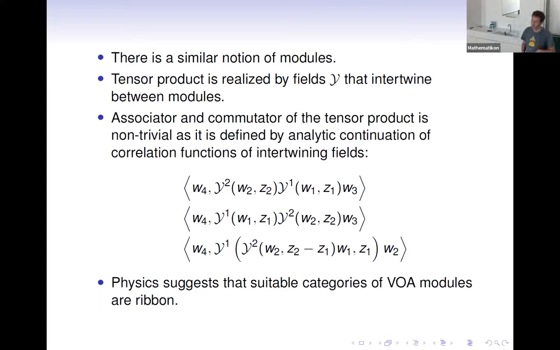Analytic continuation, the ideas very much come from physics. In particular, you would say the axioms of physics imply that the representation category of a VOA must be a braided tensor category, even a ribbon tensor category. Unfortunately, that's something that's very hard to prove for the VOA, but it should hold. Because this tensor product is defined in terms of analytic continuation of correlation functions, things like associativity or commutativity will usually only hold up to isomorphisms, and that puts it into quite interesting categories.